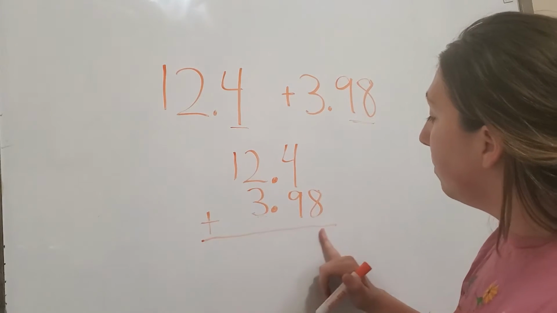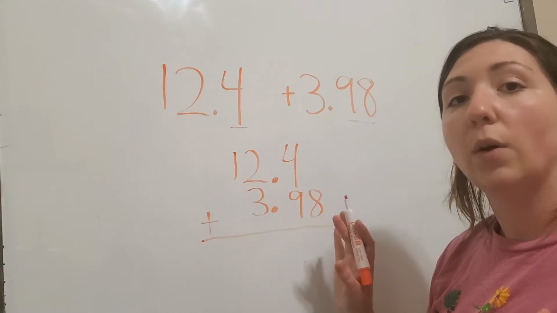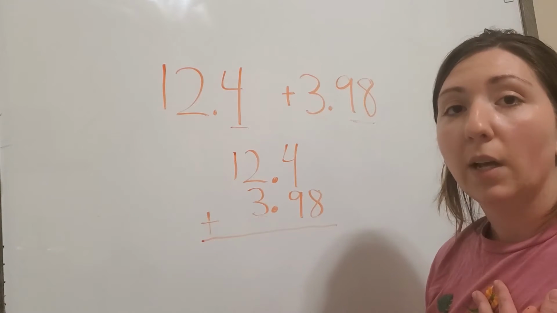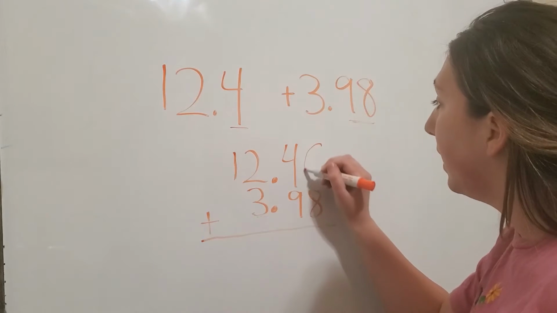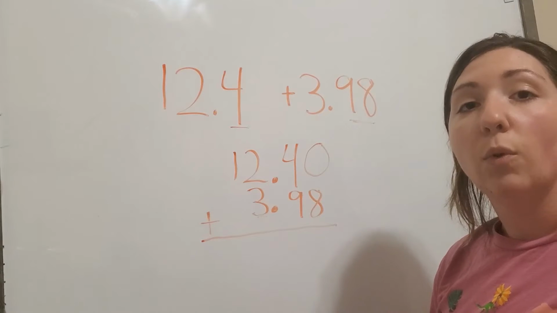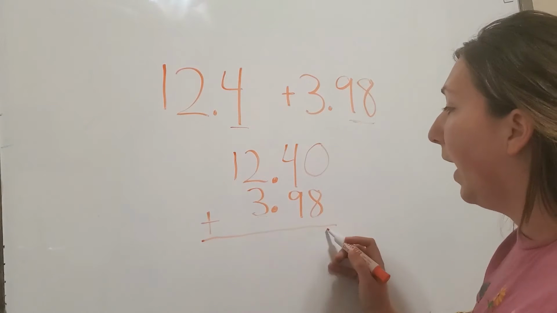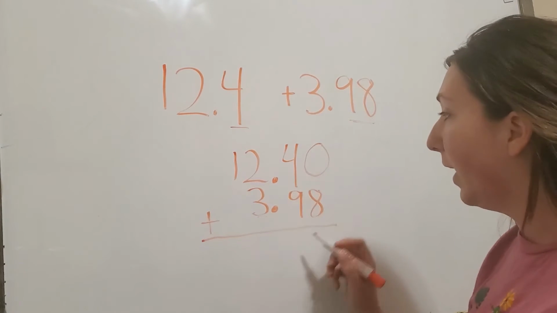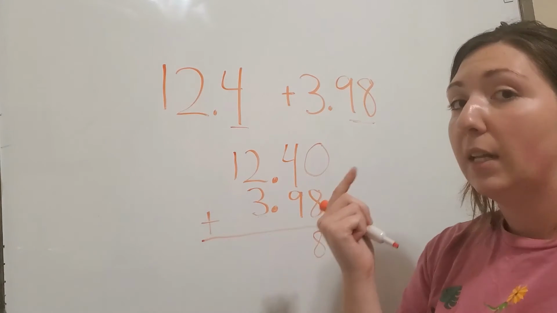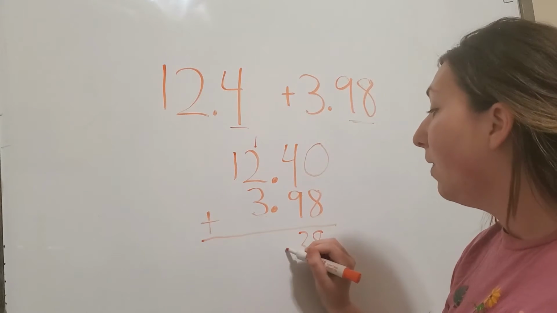And then this spot right here is empty and it looks a little messy. So what I personally like to do to make it more organized and nice and neat is to put a 0 here to take up that space. It just looks better and it will not change the value of our numbers. So I'll put a little 0 here. And now we're just going to add and make sure we put that decimal straight down. So 0 plus 8 is 8. 4 plus 9 is 9, 10, 11, 12, 13. Carry our 1. Bring down that decimal.